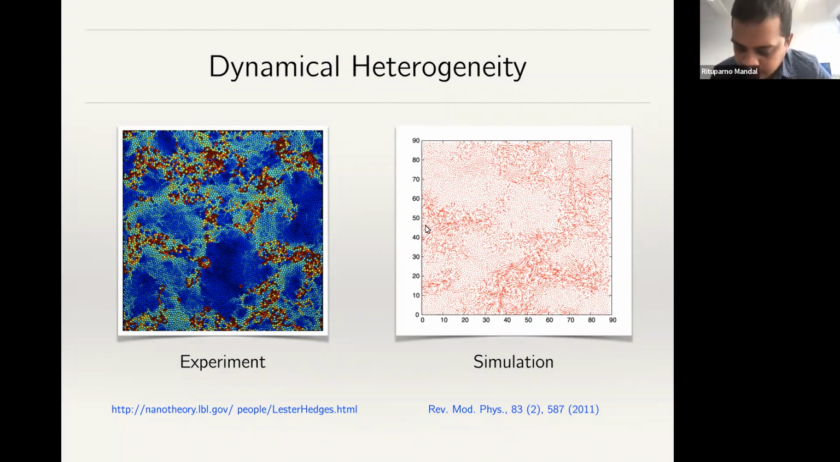By your definition of dynamical heterogeneity, would you expect a critical system to show dynamical heterogeneity or no? Just a conventional second order critical point. I don't know, liquid vapor critical point.